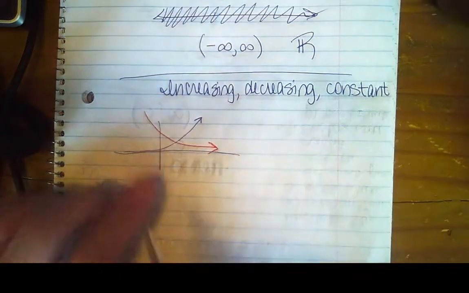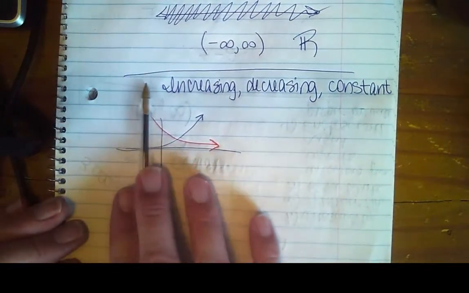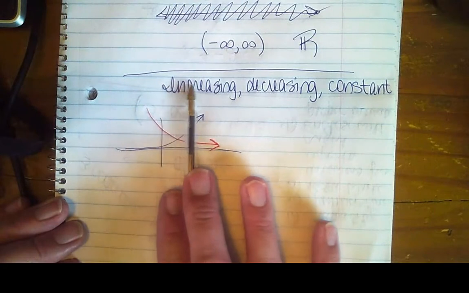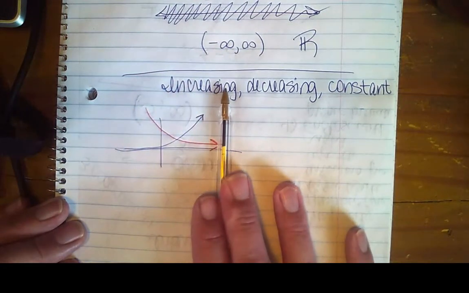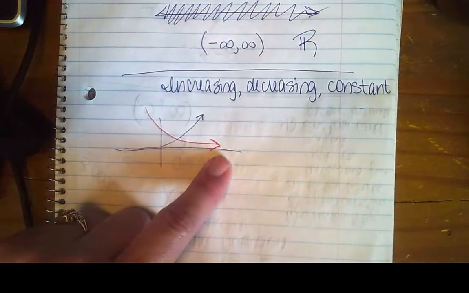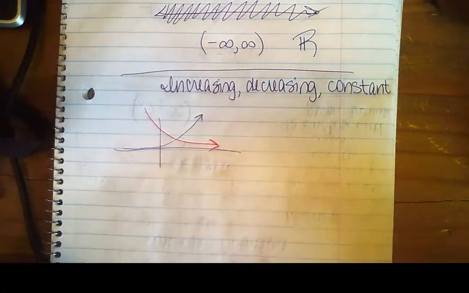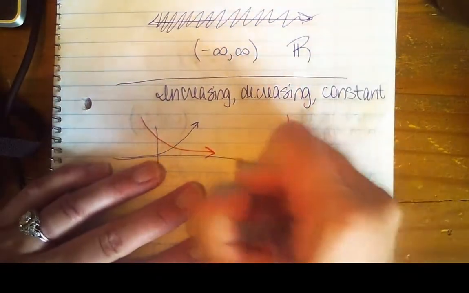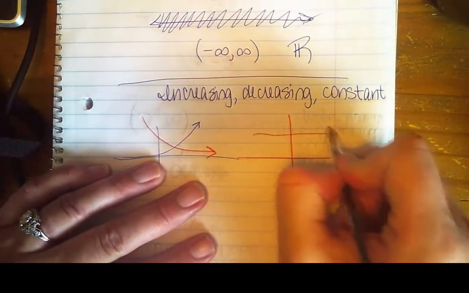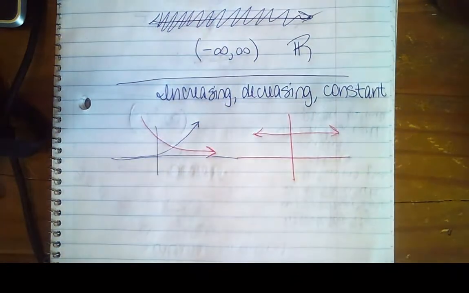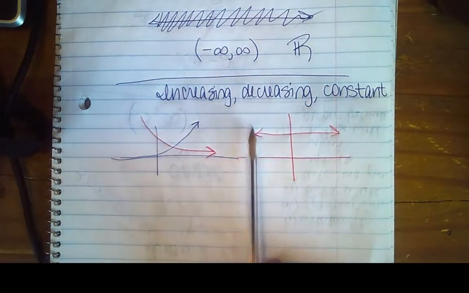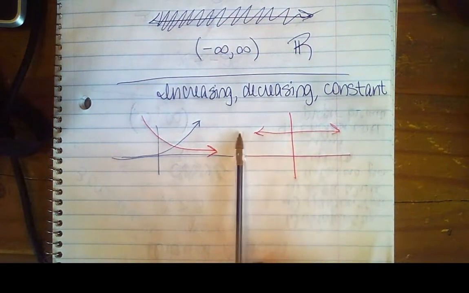Okay, so as I read the red one from left to right, it's going down. So the red one is decreasing. Well, what if a plane has reached its cruising altitude? All right, if a plane has reached its cruising altitude, that means it is just paddling along at 32,000 feet, whatever. So this is not going up or down. This is constant. Okay, this has a constant value.